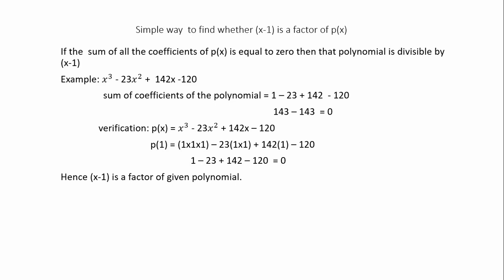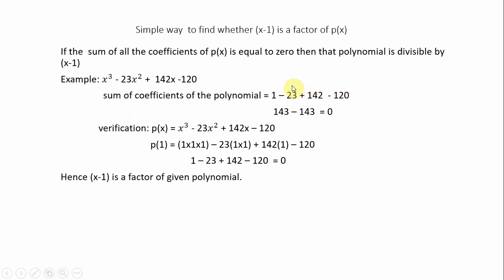So let us check with the given example. x cube minus 23x square plus 142x minus 120 is given to you. First you take all the coefficients. If nothing is given, you take it as 1. So as usual it is 1, minus 23, plus 142 and minus 120. So these are the four numerical coefficients.